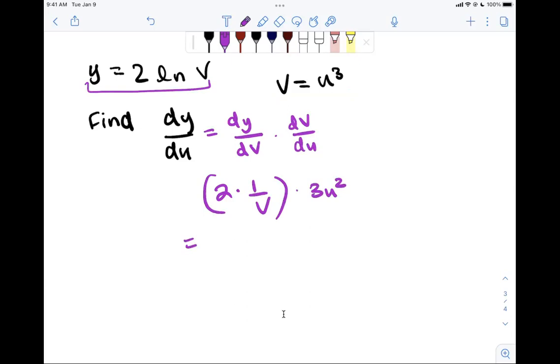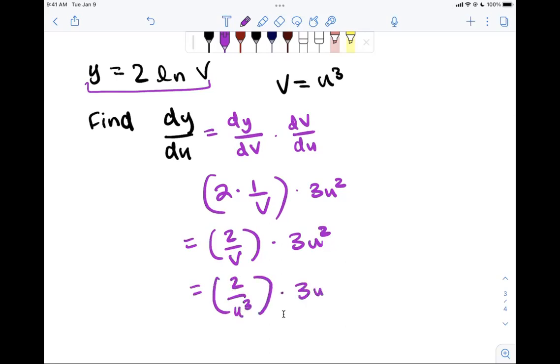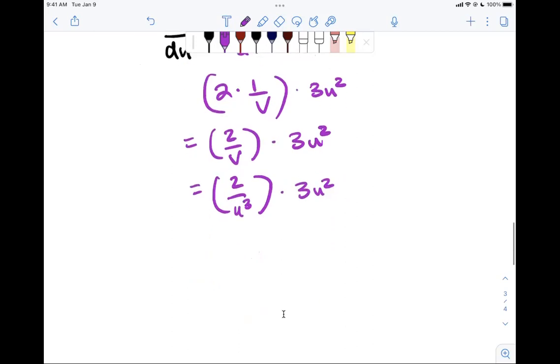All right, so this is 2 over v times 3u squared. And then we want to substitute for v in terms of u. So now v equals u cubed. So that's going to be 2 over u cubed times 3u squared. And there's some cancellation here as long as u is non-zero. So that's going to give us just u over here. So that's just going to be 6 over u. So we multiply the 2 and the 3 there. And so that'll be our final answer.